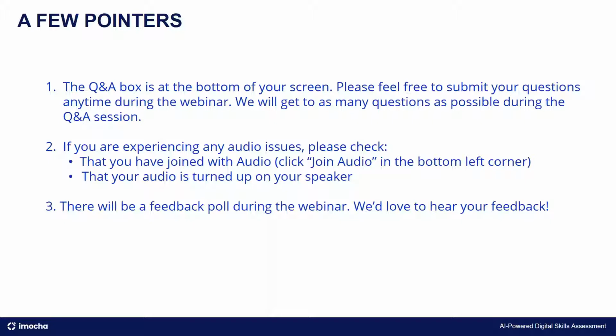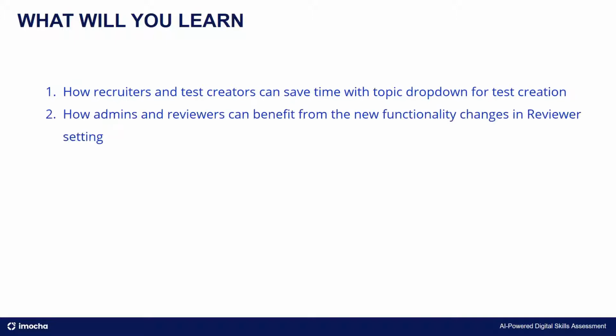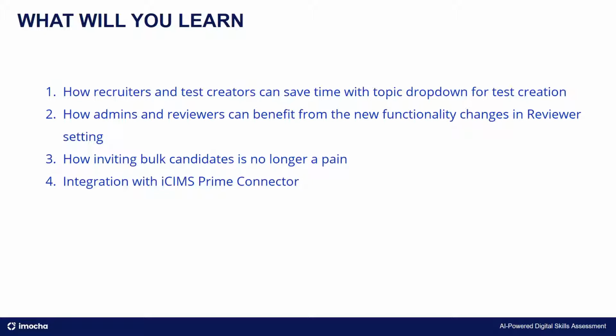So let's begin. We'll first discuss the agenda of the webinar. First is how recruiters and test creators can save time with a topic drop down for test creation. How admins and reviewers can benefit from the new functionality. We have changed a few settings in the reviewer role, and we'll be discussing that. Then, how inviting bulk candidates is no longer a pain. We have tweaked that functionality a little bit. Then we have the integration with the iCIMS Prime connector in place. And lastly, all the skills that we have released in April. All right, so let's start.